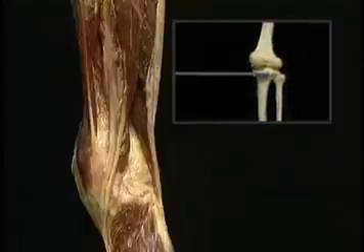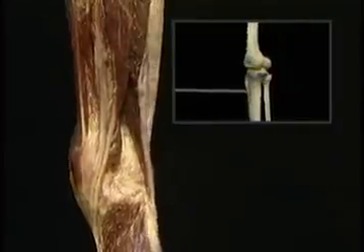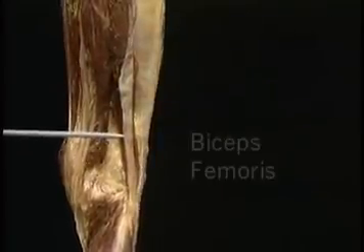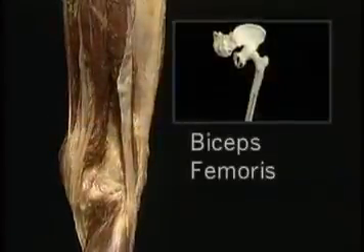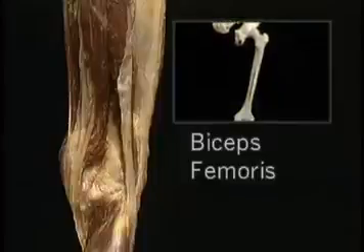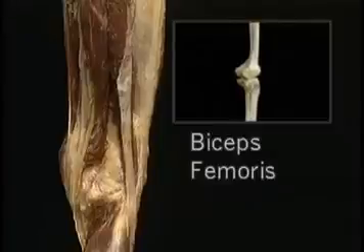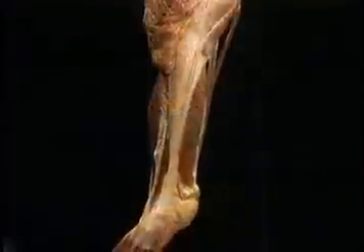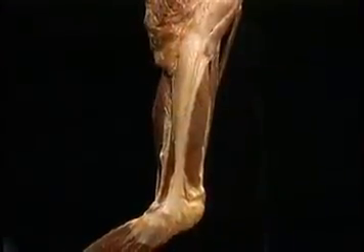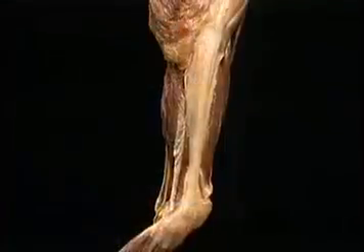Semimembranosus here, semitendinosus here. On the lateral side, here's biceps femoris. It arises both from the ischial tuberosity and from the femur, and inserts down here on the head of the fibula. We've already seen that these three muscles, which usually act together, can produce either extension of the hip or flexion of the knee. Whether they do one, the other, or both is determined by what other muscles are acting in opposition to them at the time.